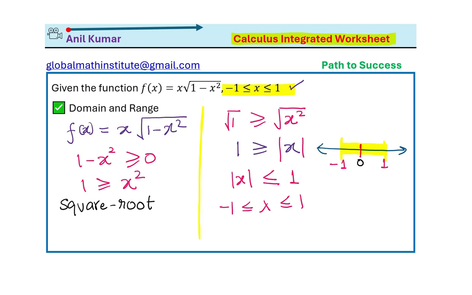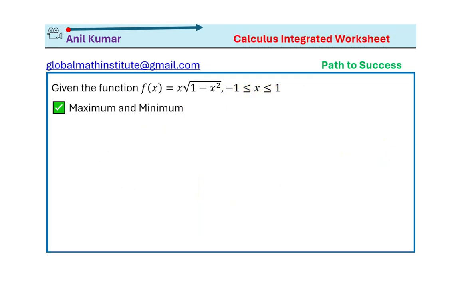We know it is restricted within this particular domain, and we also know it is continuous within this domain, right? So there are no discontinuities. We also know the zeros of this function, right? But now let's focus more on maximum minimum. To find maximum and minimum of the function, we need to find the derivatives, correct?